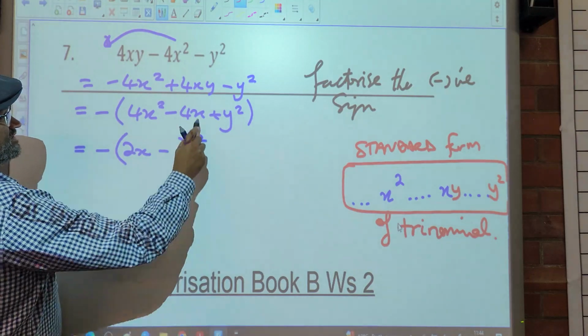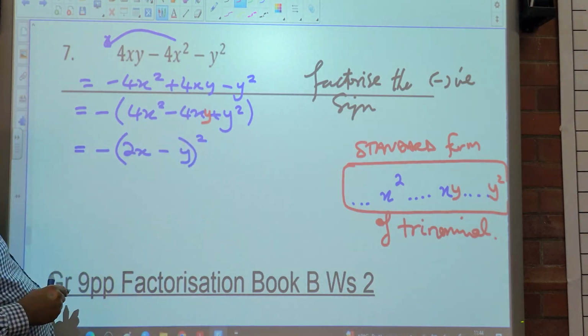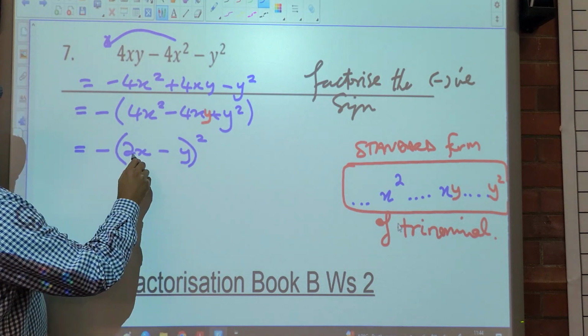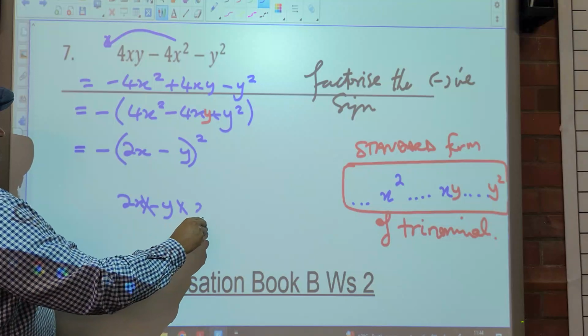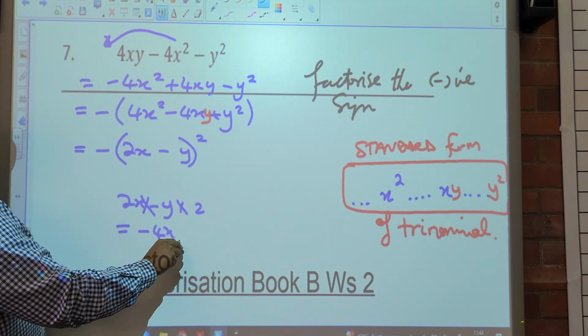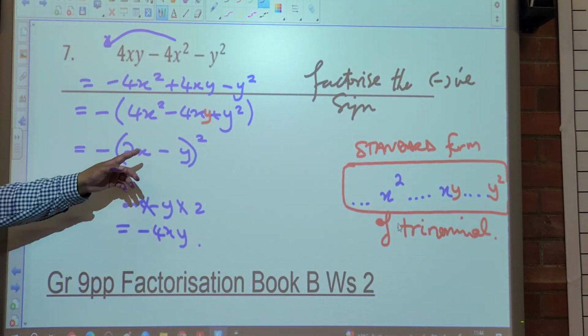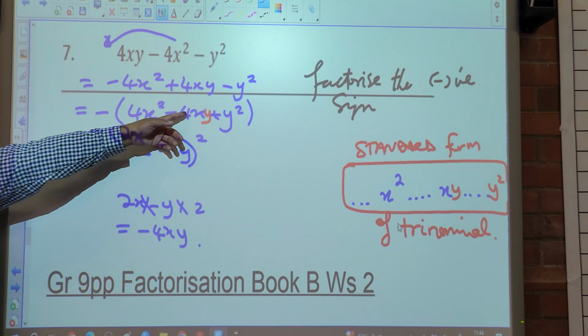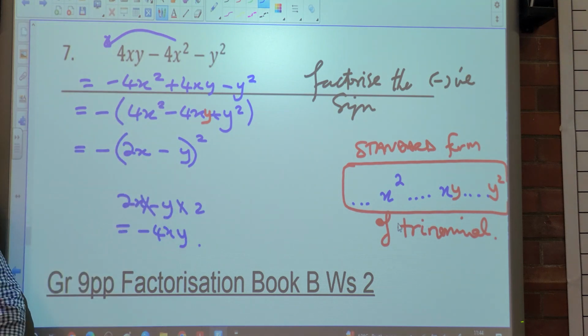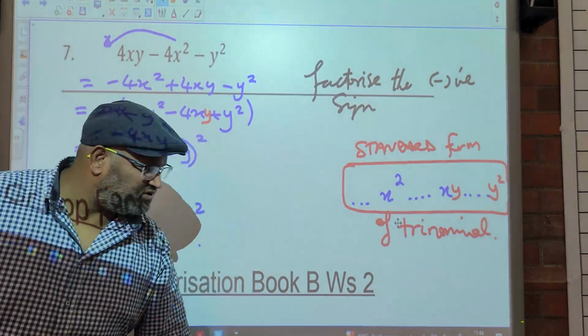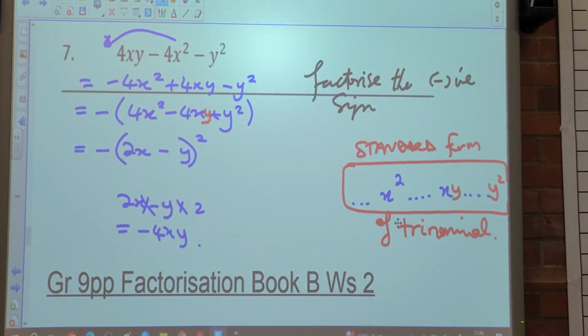Okay, I already forgot to put a y there. Can you see that? So what is 2x times minus y times 2? Negative 4xy. Which is correct. Do I have to show this calculation here? Okay. So that basically brings us to the end of worksheet 2 of book B. We're going to go into worksheets 3 and 4 now because you guys have done it already. Okay.